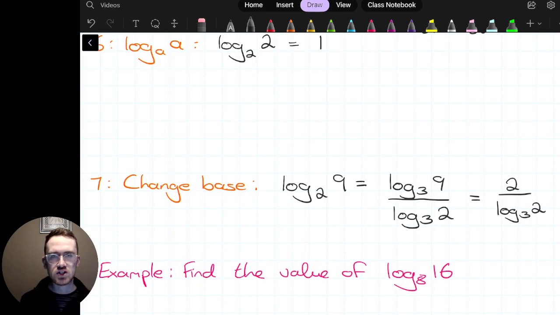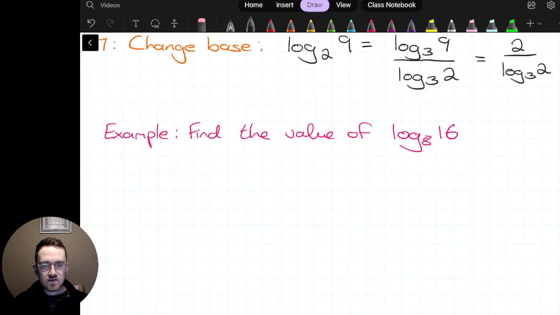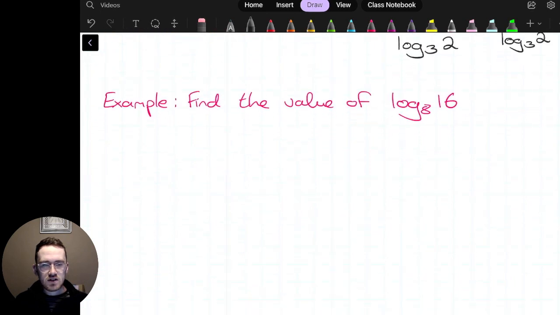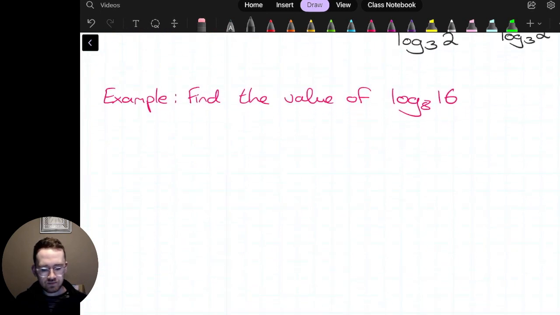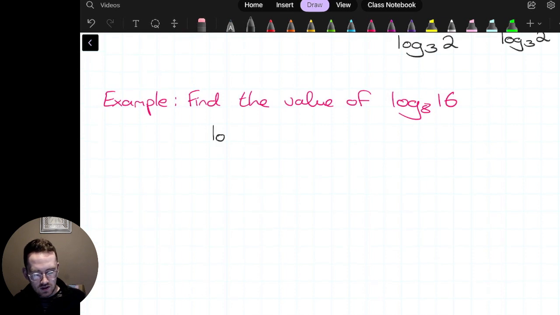We might have situations where we're able then to simplify or have common factors or things like that, where maybe that last term or the bottom term can be eliminated. So we're going to look quickly at an example here of finding the value of log to the base 8 of 16. Okay, so let's have a look at this one, log to the base 8 of 16.